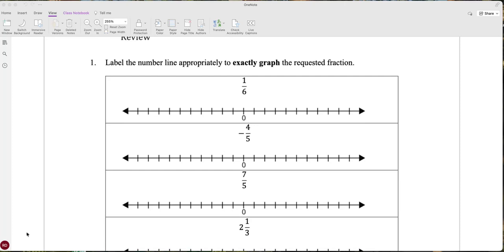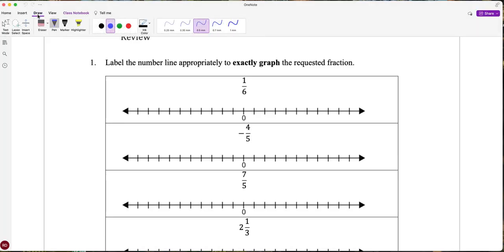Pre-algebra, this is our review for the quiz in Unit 4, rational numbers. Label the number line appropriately to exactly graph the requested fraction. So 1/6, if I divided the space between 0 and 1 into 6 pieces, 1, 2, 3, 4, 5, 6. So if this was 1, each of these would be 1/6. So 1/6 would be right here.